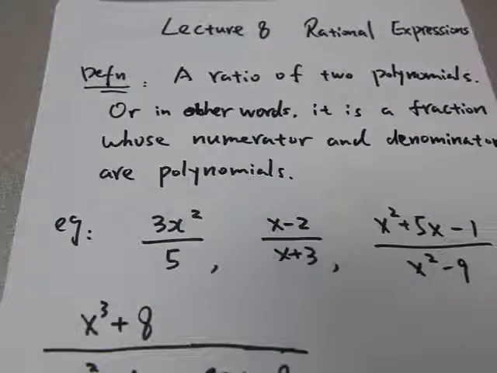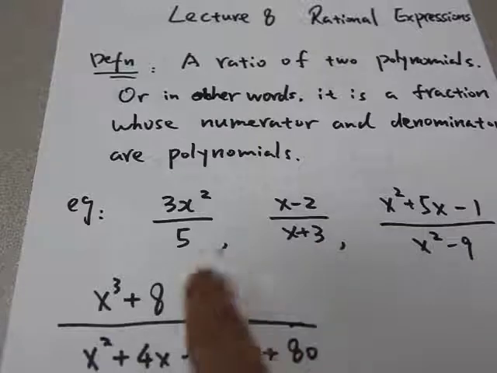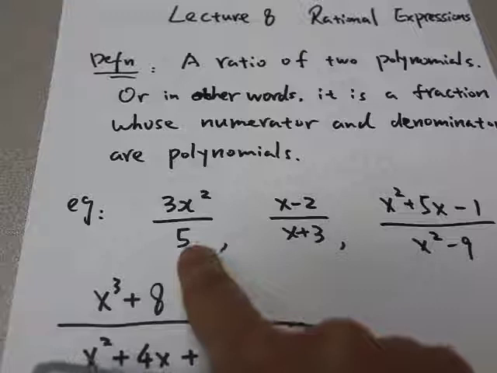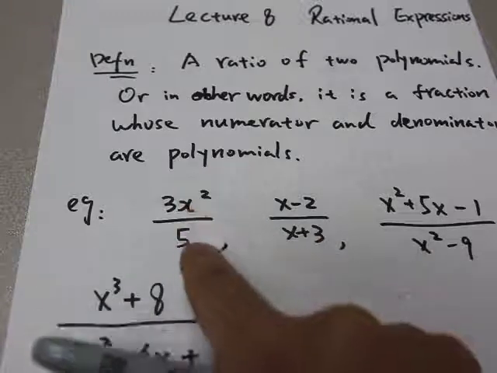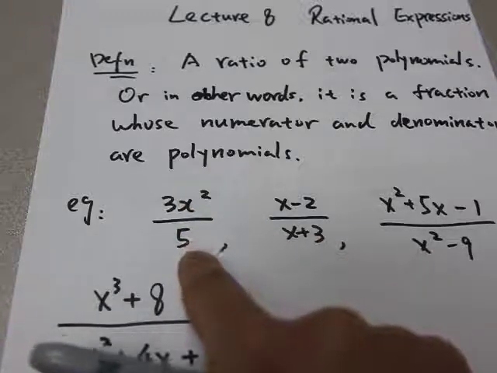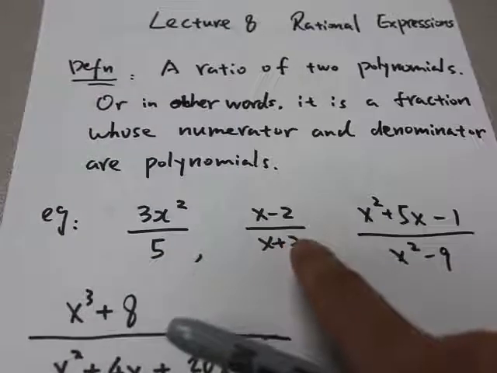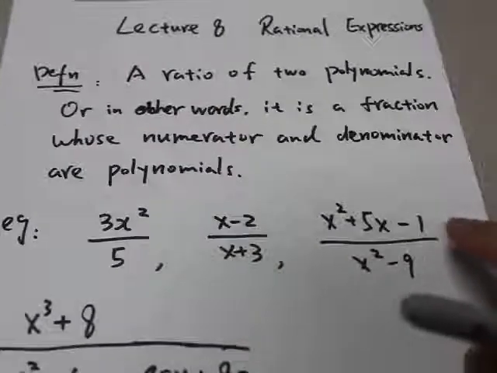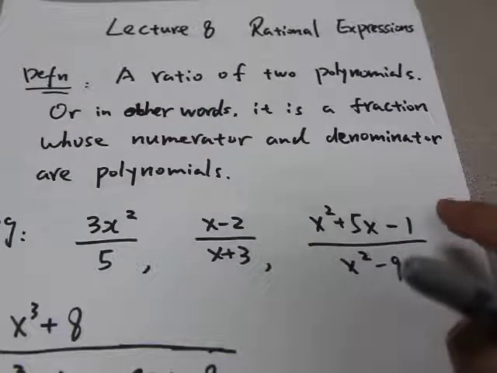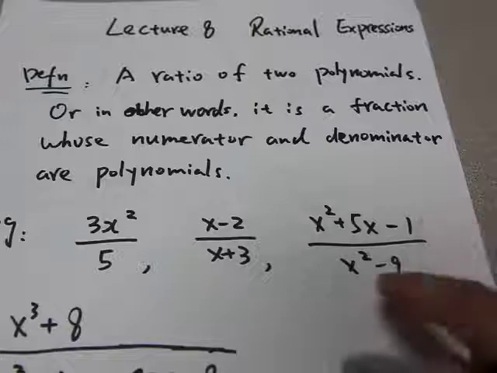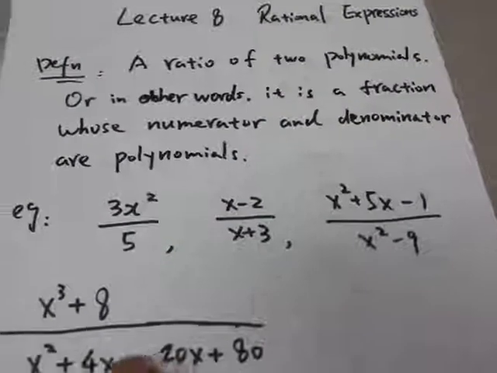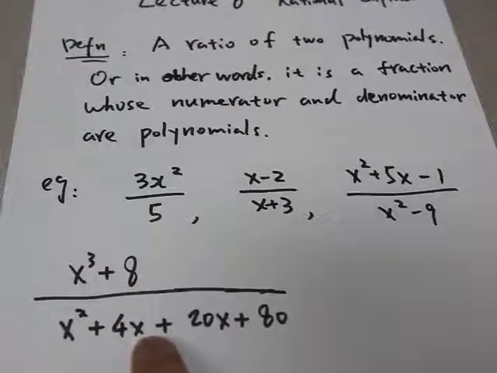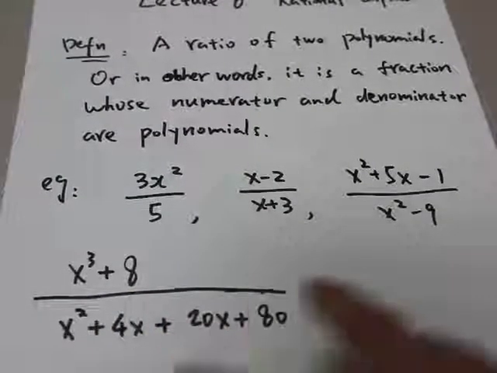Here we have some examples. These four things are all rational expressions. In the first example, the numerator and the denominator are both monomials. And here, the numerator and denominator are both polynomials. And in this example, the numerator is a trinomial, and the denominator is a binomial. In the last example, the numerator is a binomial, and the denominator is a polynomial.